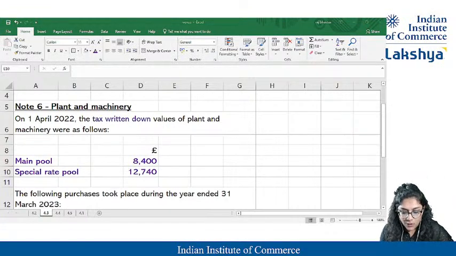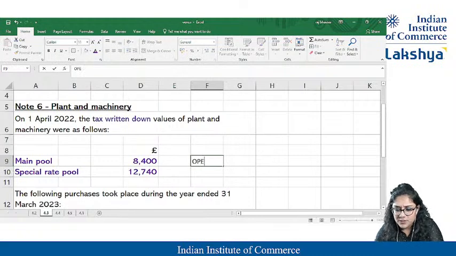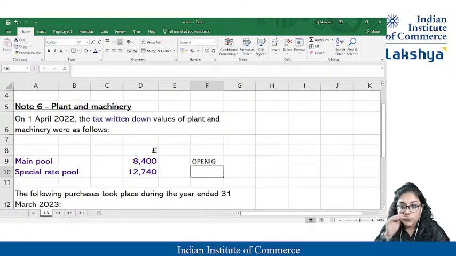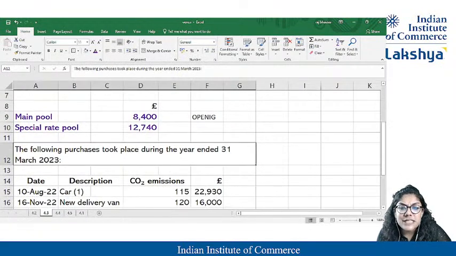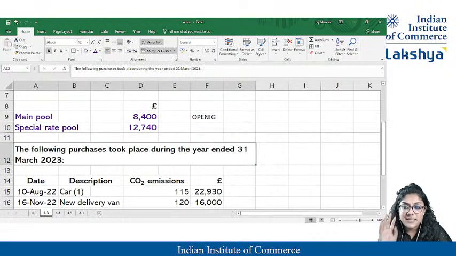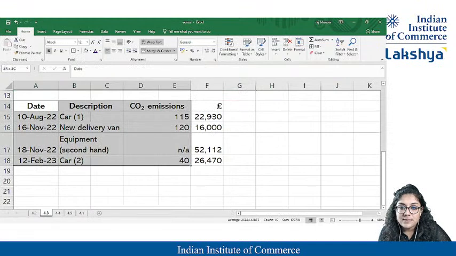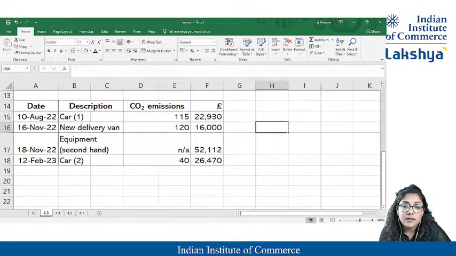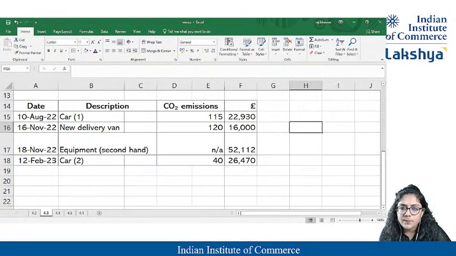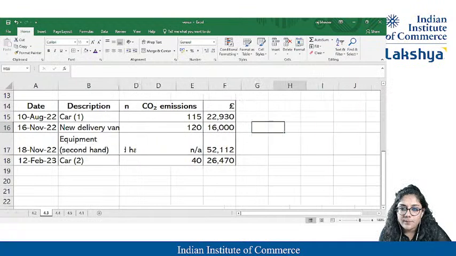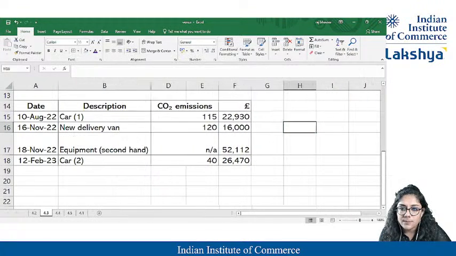Over here now, the opening balances are given for both main pool and special pool. That is the opening balance. I can just write it. Okay, this is my opening balance. Cool. The following purchases are being made. Purchases have been taken care of in the current year. This is my current year situation. I will make everything darker. What is this? I'll just make it short.